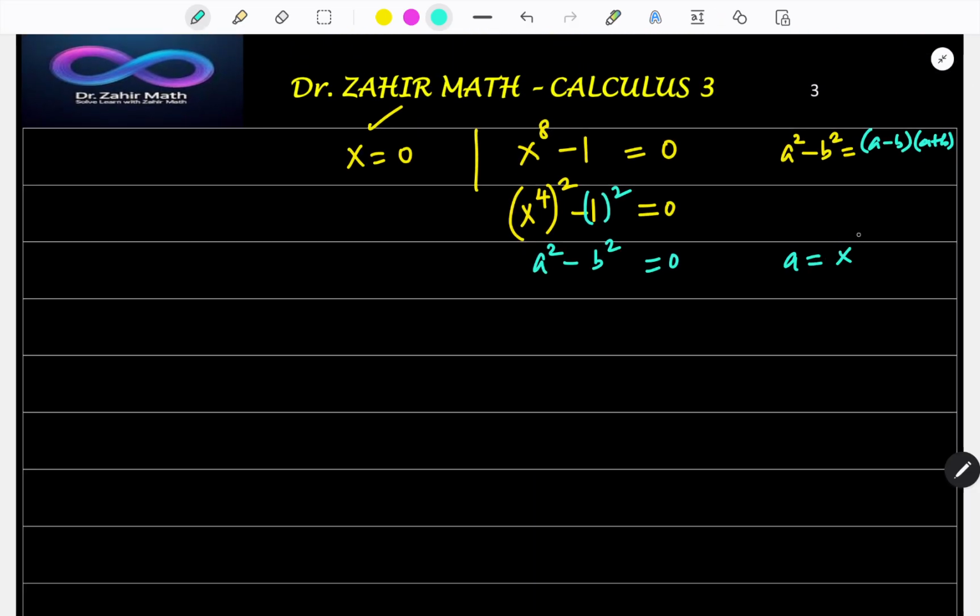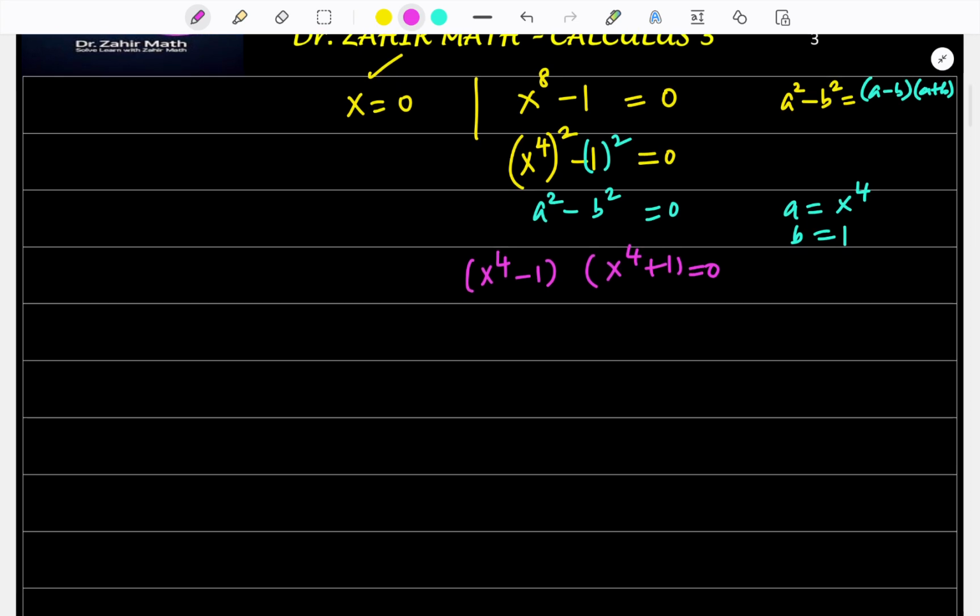So a square minus b square is a minus b, a plus b. What is in the place of a? x power 4. What is in the place of b? 1. So what happens now? It is going to become x power 4 minus 1 and x power 4 plus 1 equal to 0. Clear?